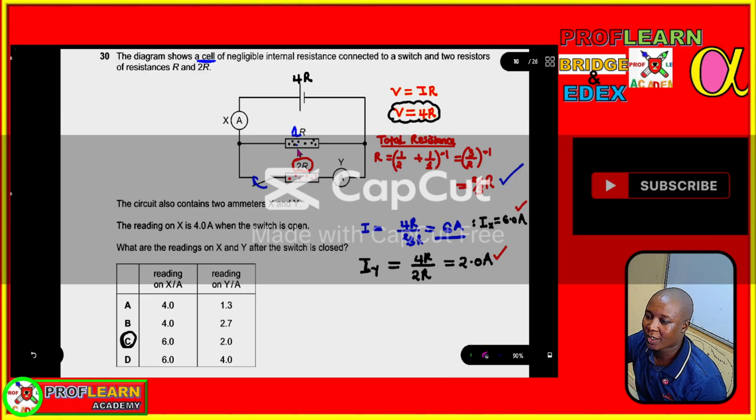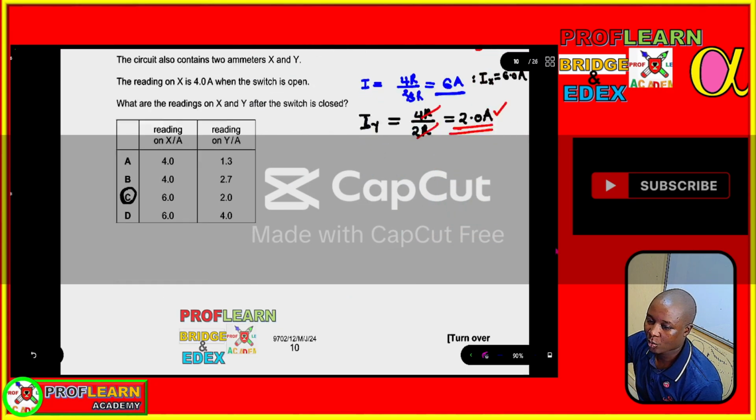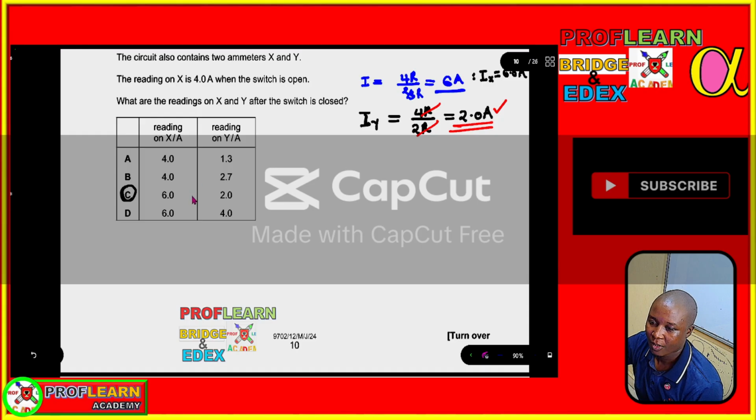So since this connection is in parallel, it means each branch will be experiencing 4R volts. So we are going to say current Y, the current passing through this part, is going to be the voltage there, which is 4R, over the resistance in that section, which is 2R. If you work it out, you are going to get 2.0 amperes, because the R's cancel out. We shall have 2 amperes. And that's why our answer is going to be A 6, and in Y we are going to have that one.